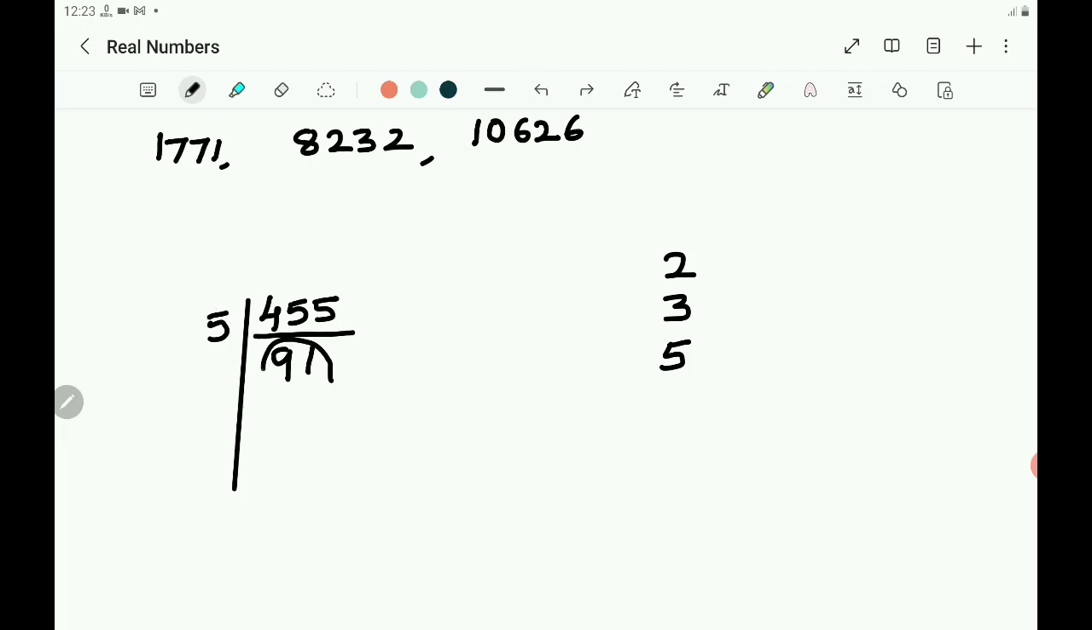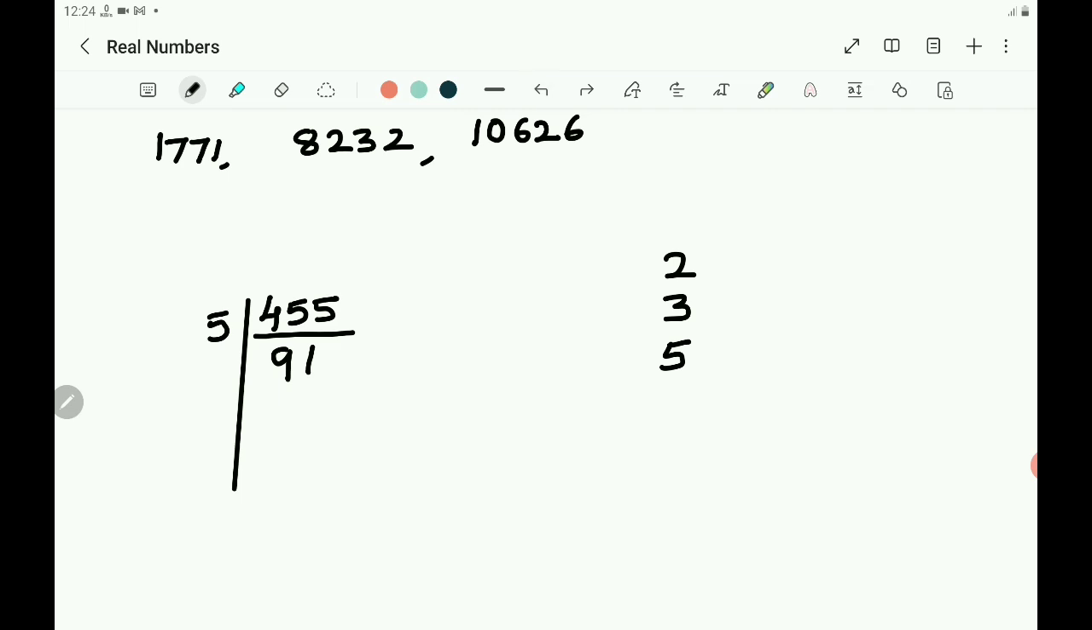Again you take 91 and try to divide by 5. Check whether it is divisible by 5 or not. Check the unit digit. What is the unit digit? Unit digit is 1. Already you know that only if there is 0 or 5 in the unit place is it divisible by 5. But here the unit digit is 1. So it is not divisible by 5, which means 5 is not a factor of 91.